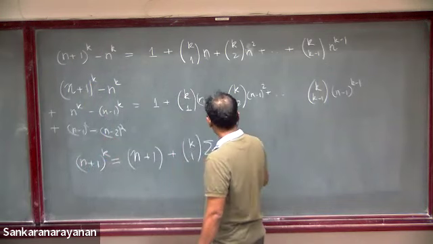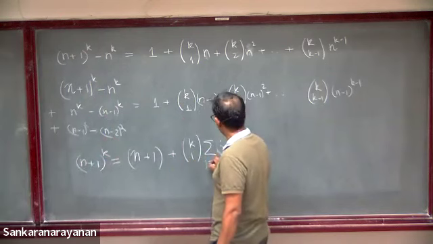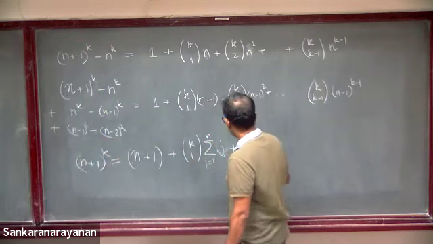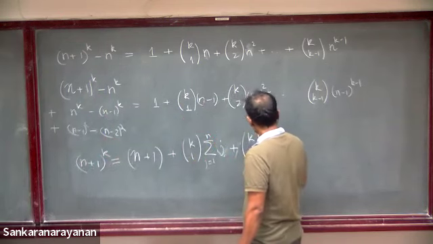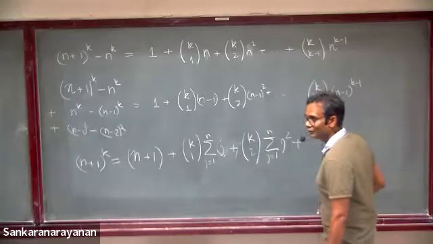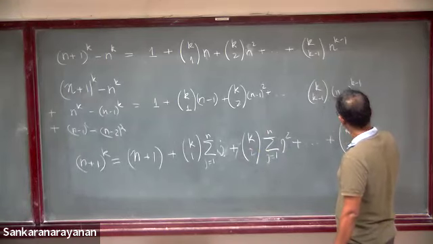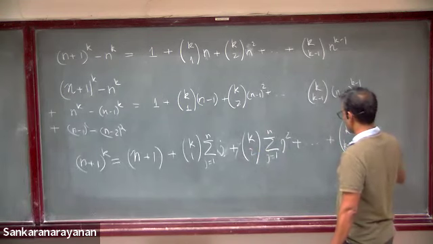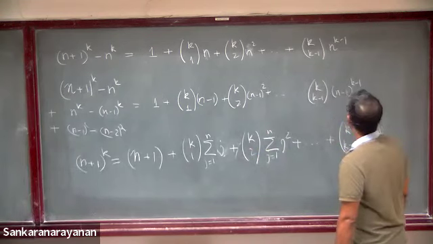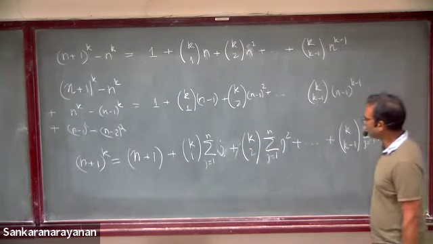So here I had j minus 1. No, j, right? j goes from 1 to n, plus k choose 2, summation j goes from 1 to n, j squared, and so on. So yes, as you suggested, this is exactly the way to set it up. k choose k minus 1, summation j goes from 1 to n, j to the power k minus 1. So let's give these things names.